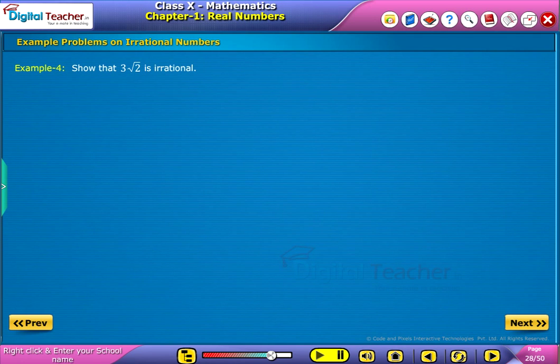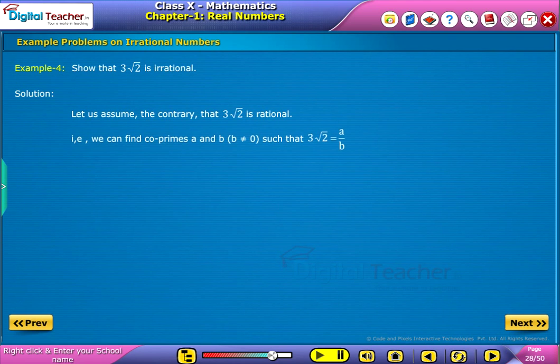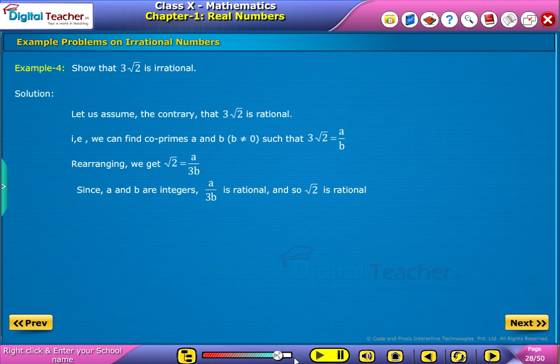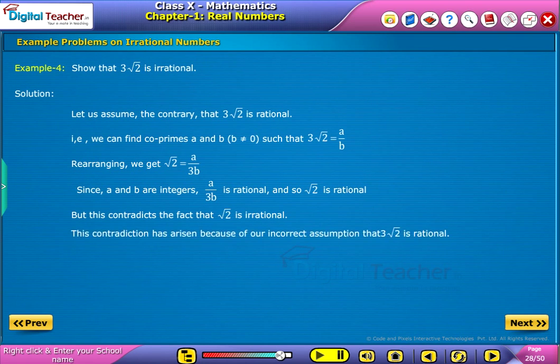Example. Show that 3 root 2 is irrational. Assume the given one is rational. So by the above statement, co-primes a and b not equal to 0 can be found such that 3 root 2 is equal to a by b. Rearranging, we get root 2 is equal to a by 3b. As a and b are integers, a by 3b is rational, and so root 2 is rational. But this contradicts the fact that root 2 is irrational. This contradiction has arisen because of our incorrect assumption that 3 root 2 is rational.